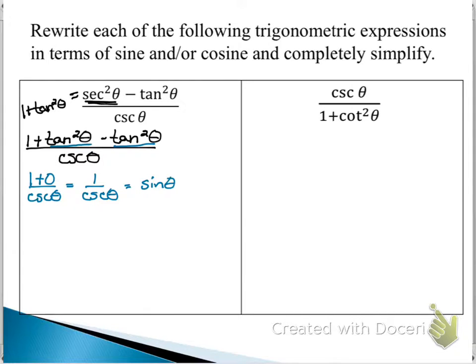All right, so now we have cosecant theta over 1 plus cotangent squared theta. And just remember that this is an identity, one of the Pythagorean identities. And so 1 plus cotangent squared theta does equal cosecant squared theta. So if we have cosecant theta in the numerator, I'm going to substitute 1 plus cotangent squared theta with its identity, which is cosecant squared theta.